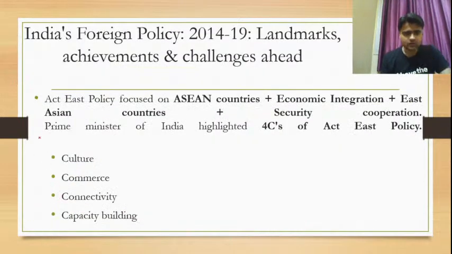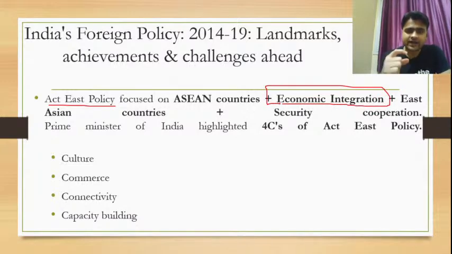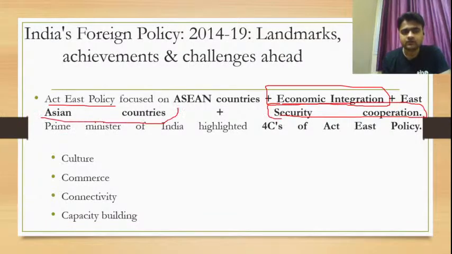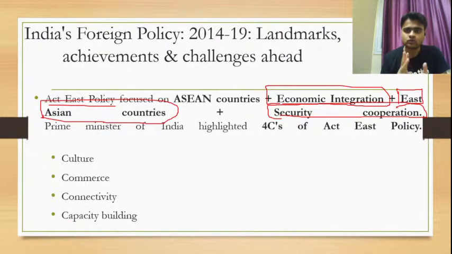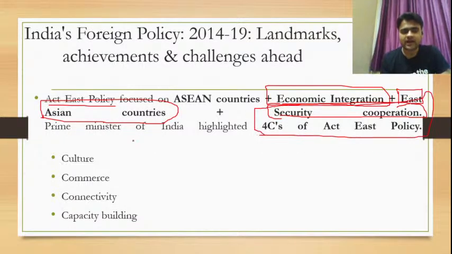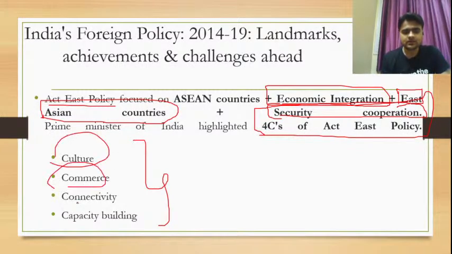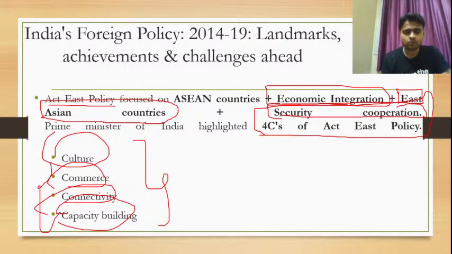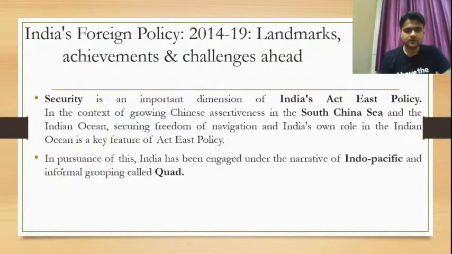Fine. Now what about Act East policy? Act East policy has economic integration, obviously ये तो रहेगा ही. इसके अलावा what are some of the additional features in Act East policy? That is security cooperation, and there is also inclusion of the East Asian countries. These are the three prominent keywords which separate Look East from Act East. That is economic integration plus security cooperation plus inclusion of East Asian countries. And these 4 C's of Act East policy, what are the defining features? They are culture, commerce, connectivity and capacity building. So I hope you will remember these 4 C's, because they differentiate Look East from Act East.